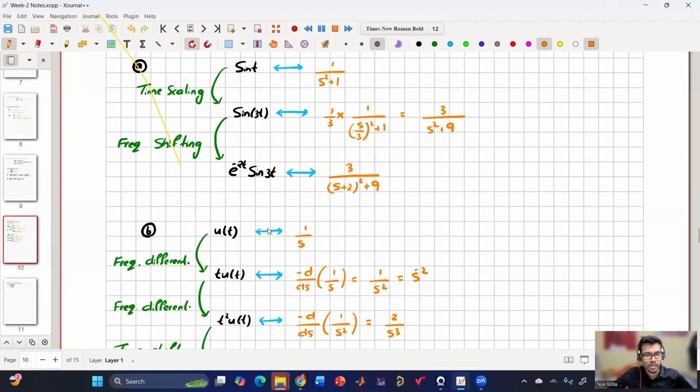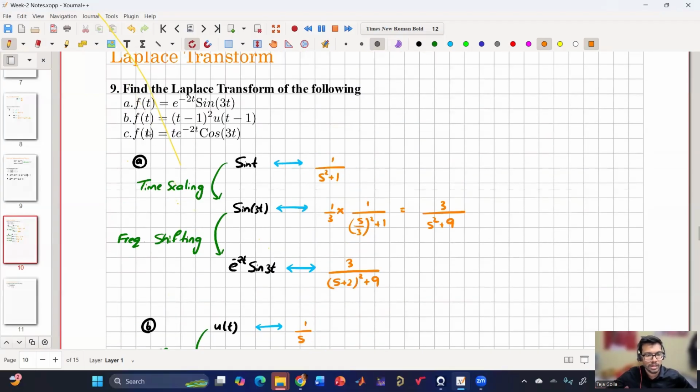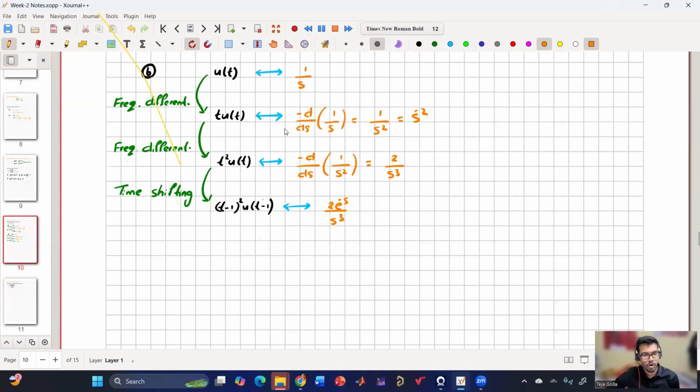Yes, sir. Okay. Now let us go to problem number C part, which is f of t is t into e to the power minus 2t cos 3t. So tell me from which part we'll start. Cos t, sir. Cos t. Very good. We can start from cos t. So from cos t, we have to go to cos 3t. So let us start from cos t.